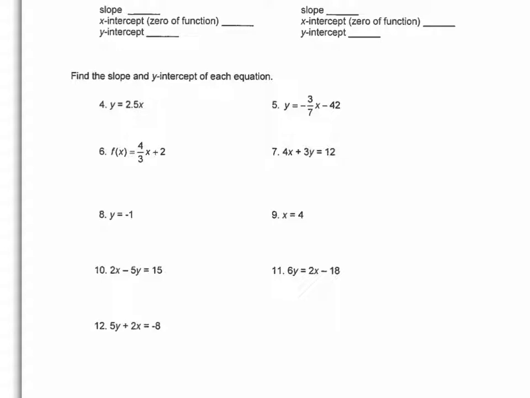Number 7, number 10, and number 12 are all ones you're going to have to change into y equals, following the steps on the notes we took today. Number 11 is almost y equals already. We just have to divide by 6. Now remember, 2 divided by 6 is not 3. You're going to have a fraction, so pay attention to where your numerator and denominator are. Number 8 and number 9 are special cases. Use the notes from today to answer those 2 questions.